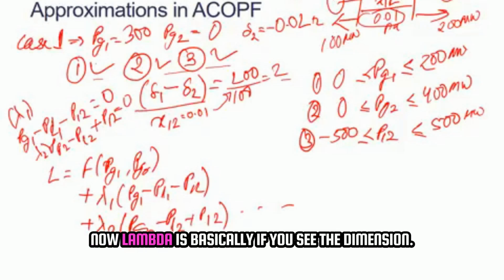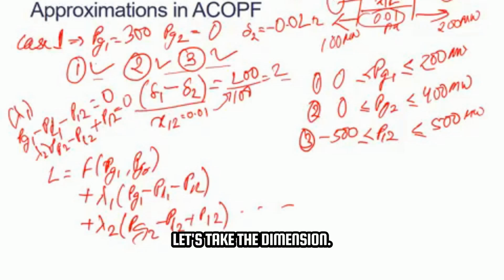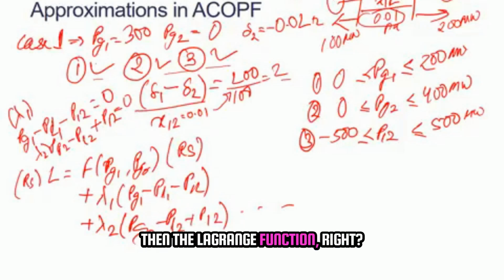Now lambda is basically, if you see the dimension, let's take the dimension. What is the dimension of F? F is a cost, so it is just in rupees, right? So F is in rupees, then L, the Lagrange function, is also in rupees, right? And just ignore this. Let's assume that this term is not there.